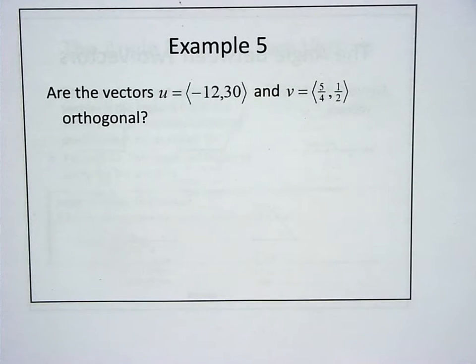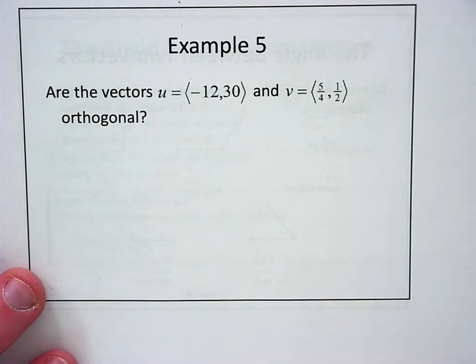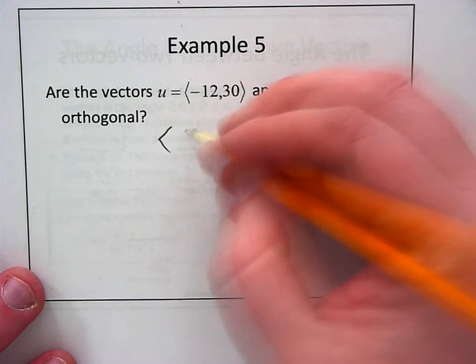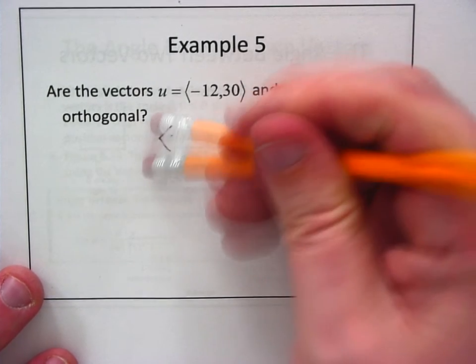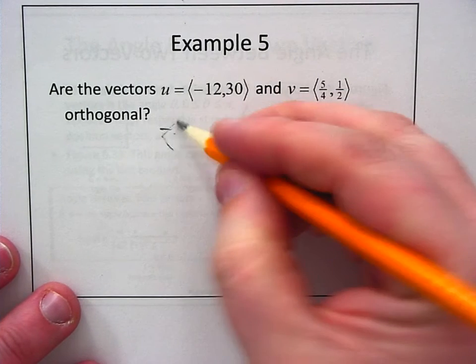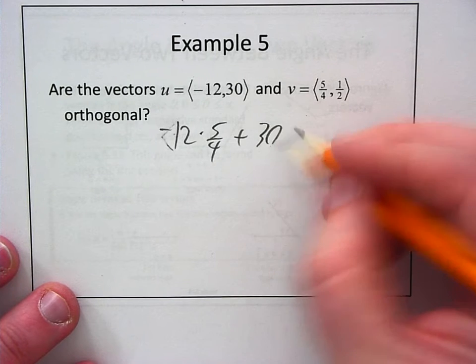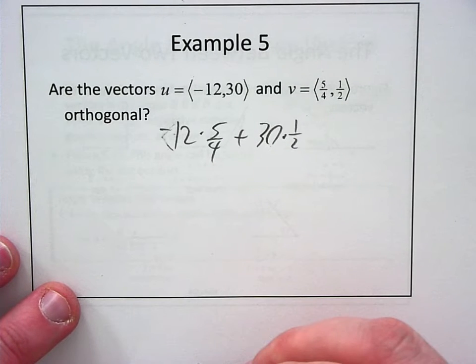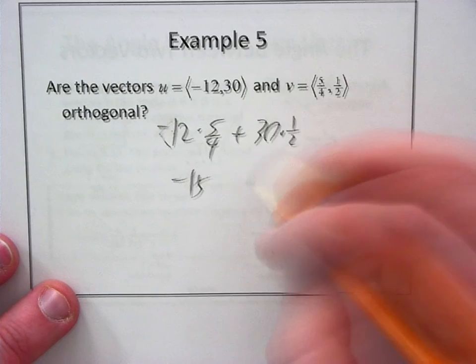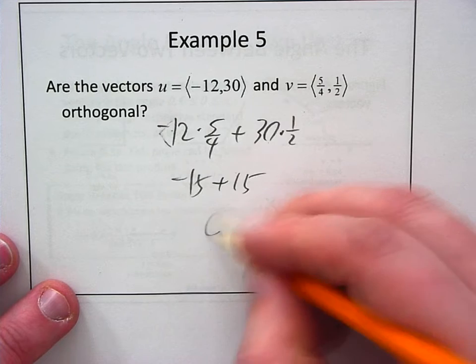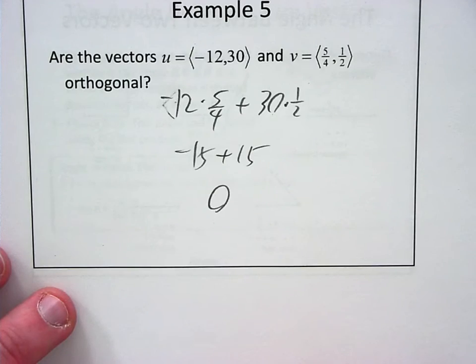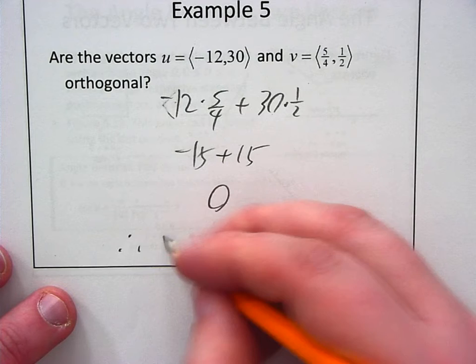But what that means is I can do a very quick check to see if things are 90 degrees to each other. All I have to do with these two things is what? Dot product, and if it equals 0, yeah. So I'm just going to multiply the negative 12 times 5/4 and the 30 times a half. What's negative 12 times 5/4? Negative 15. 30 times 1/2? So what's that mean? Therefore, yes, these are orthogonal.